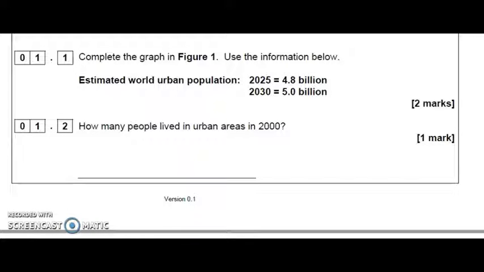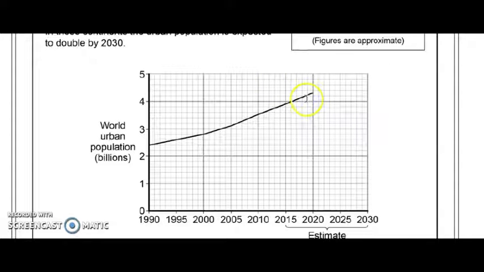Question 1.1. Complete the graph in figure 1 using the information below. So it's the estimated world urban population, the amount of people around the world that live in towns and cities. You'll get 1 mark for each one done correctly. So 2025, you have to draw a line from where it is currently going across to here, which is 4.8, and then a not quite as steep line going up to 5 billion in 2030.